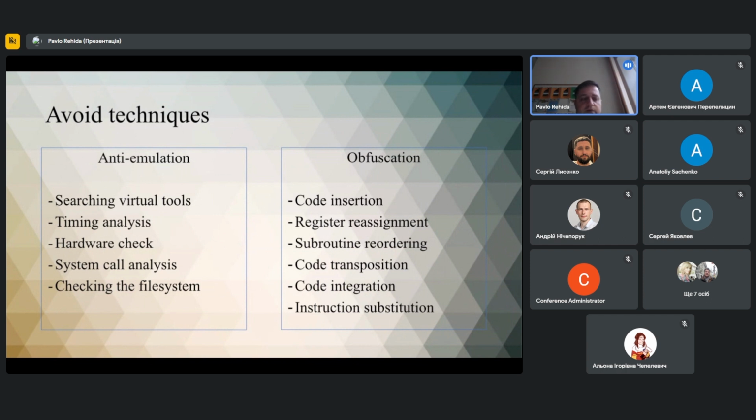Another approach that will be discussed and analyzed here is obfuscation techniques, which are used to change the signature of the malware, so it will be hard to detect while analyzing. We have six major obfuscation techniques that are widely covered in most scientific works: code insertion, register reassignment, subroutine reordering, code transposition, code integration, and instruction substitution.